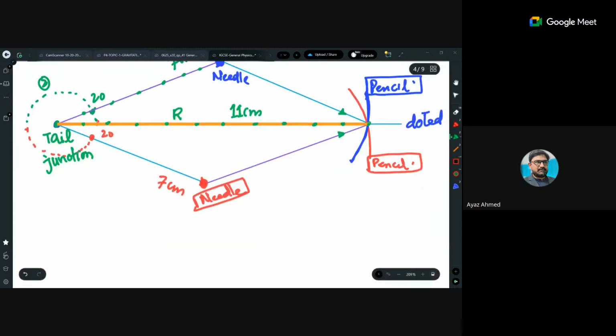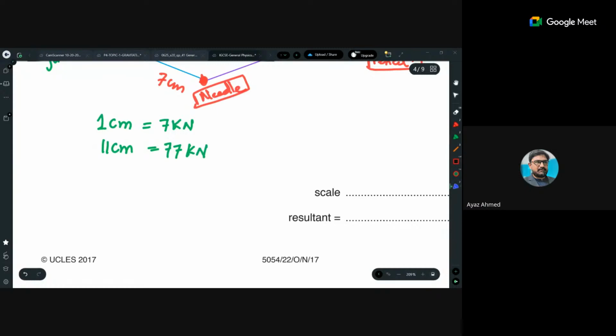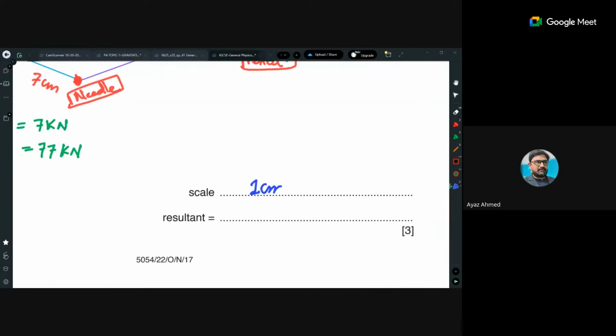So I cannot say that you also get 11 centimeter long arrow, but according to this, if the resultant is 11 centimeter, so according to scale, 1 centimeter is equal to how much? 7 kilonewton. So 11 centimeter is how much? 77 kilonewton. So your scale is that 1 centimeter is equals to 7 kilonewton, and your resultant is 77 kilonewton. So how many of you are getting the number closer to that one?